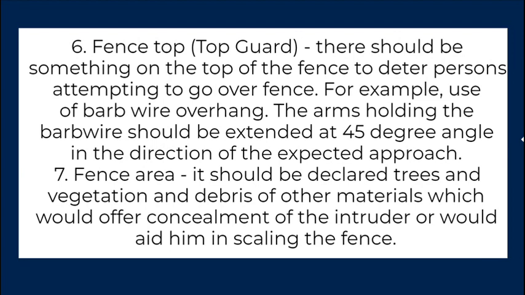6. Fence top guard. There should be something on the top of the fence to deter persons attempting to go over the fence, for example, the use of barbed wire overhang. The arms holding the barbed wire should be extended at a 45-degree angle in the direction of the expected approach.